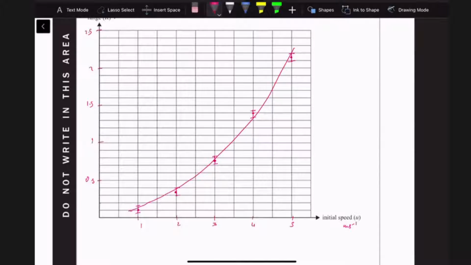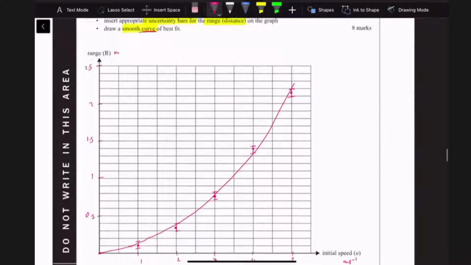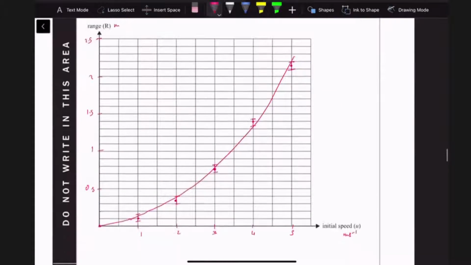Yep, and that's it. And I think in this case, they actually allowed us to extrapolate the graph behind it. So I think they allowed us to go back to 0. But usually we're not allowed to do this.